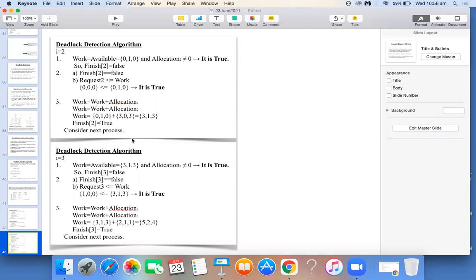Then consider the next process. So I is equal to 3. Once again, apply your deadlock detection algorithm. So work is equal to available. What is your new value? 3, 1, 3. So use that one, 3, 1, 3, and check allocation of 3.